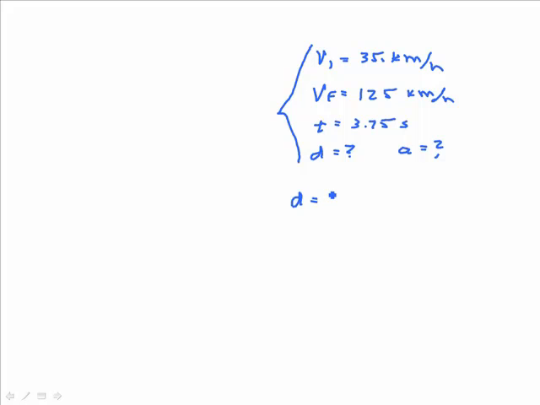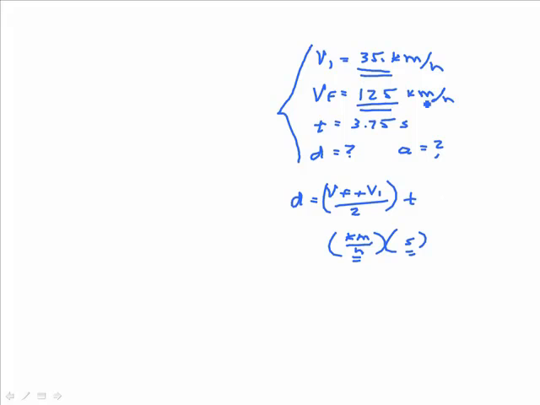That is, d is equal to (Vf plus Vi) over 2 times t. Unfortunately, we have velocity in kilometers per hour, and we have time in seconds. What happens is these units don't actually cancel properly, so what we should do is convert these kilometers per hour units into meters per second. And the way to do that, divide by 3.6. And so you get a new initial velocity and final velocity.